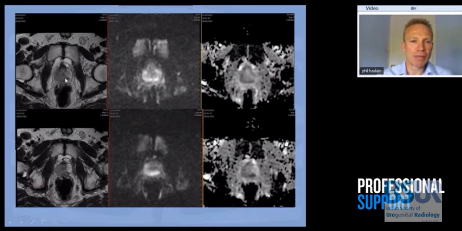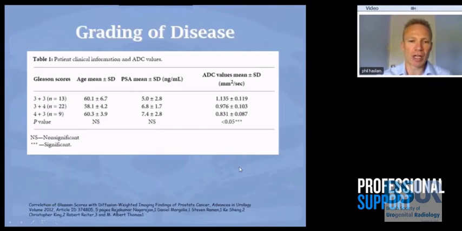Here's another example. Quite a large area of low signal, a bit high on the B1400, some restriction posteriorly here. The area of highest restriction is here on a lower slice, and this area came back as a higher Gleason score on biopsy than this area over here, so that does correlate quite well. This is another paper from 2012 which quite clearly shows that the grading of disease correlates with the ADC value.